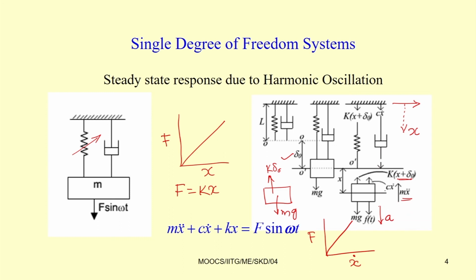So, the force k(x plus delta 0) is in the upward direction. Similarly, C x dot is in the upward direction, and m x double dot also is in the upward direction. The downward forces are mg and the force that you are applying. So, let us apply some force Ft, which is a function of time. Then the downward force will be equal to mg plus Ft, and the upward force becomes k(x plus delta 0) plus C x dot plus m x double dot.